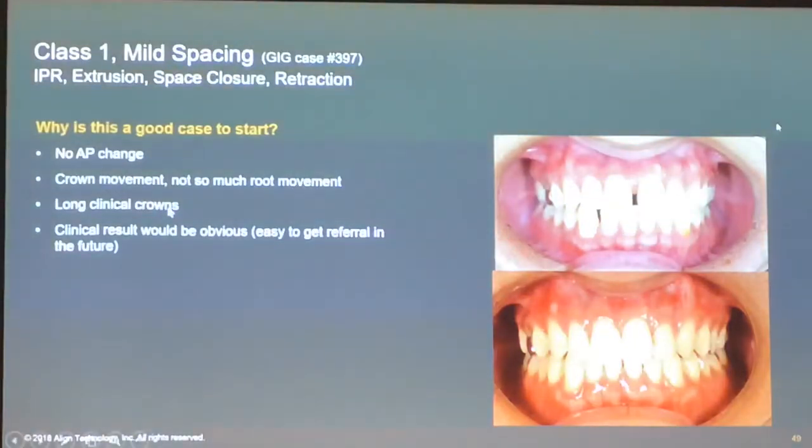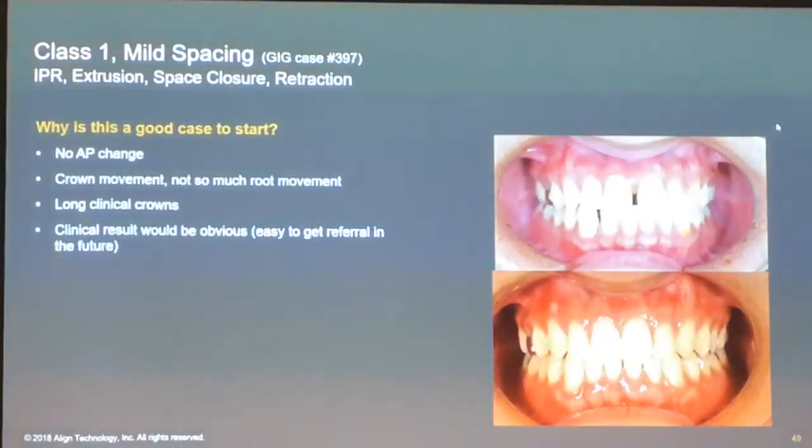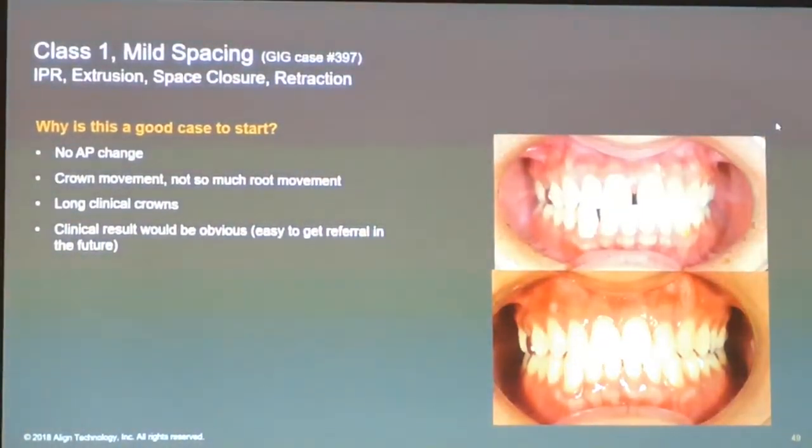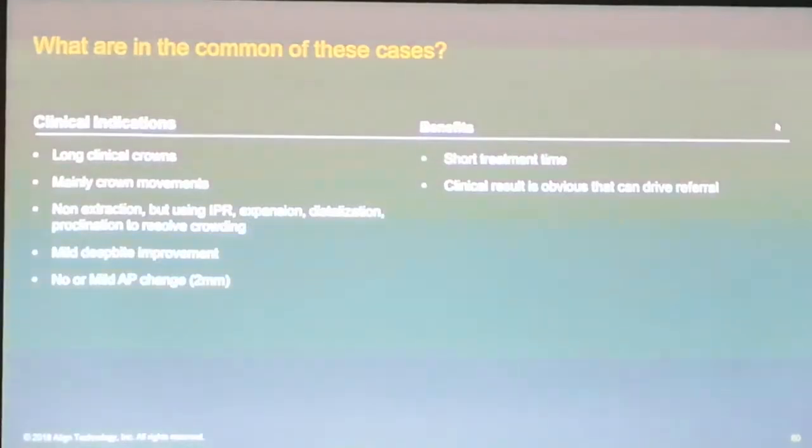And the third thing that makes it a good case to start and easy to do is because patients have a long clinical crown. With a long clinical crown, it will provide more space, it will provide more area for the aligner to cover. If the aligner can cover more, it means more predictable movement of that case. So this one is a good case for you to start because you can see the result very obviously and also the treatment time is very short. It may take only like 3 to 4 months to close all the space with a good finishing as well.